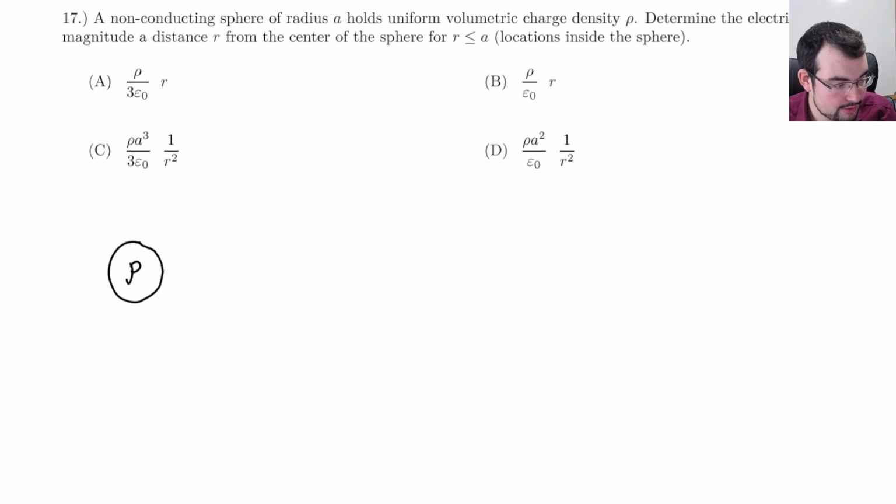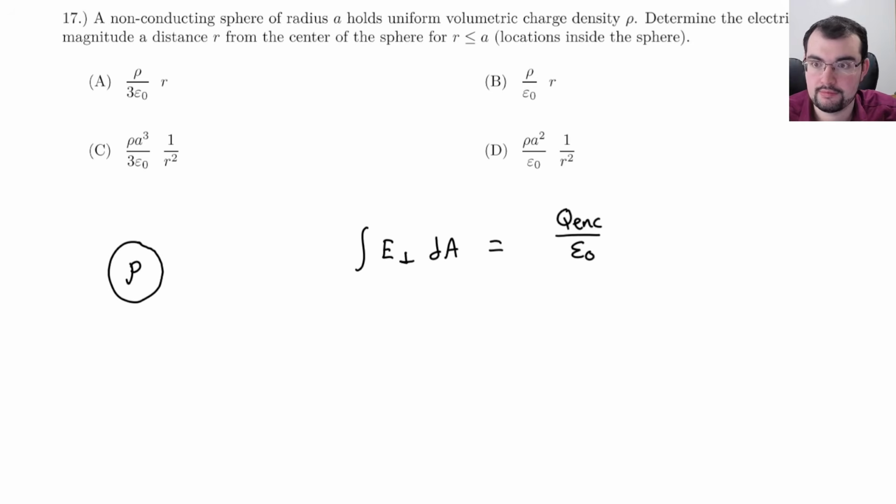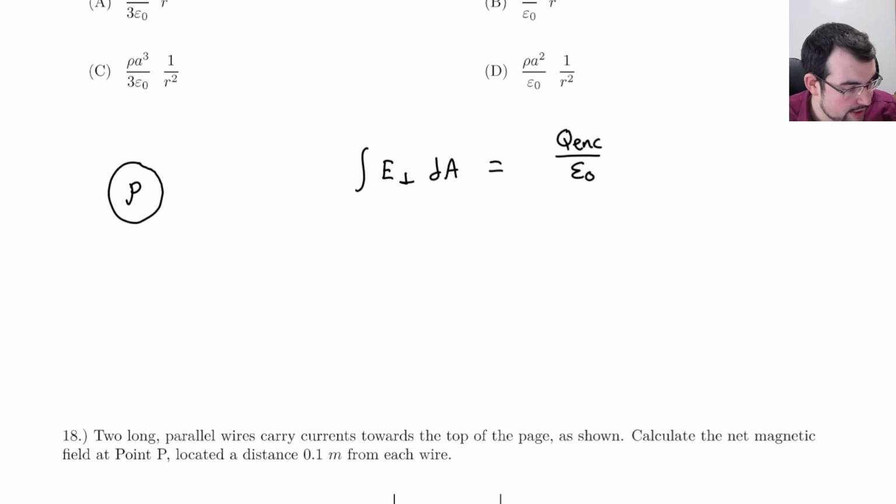Well, this is, of course, Gauss's law. So Gauss's law says that our electric flux, E perp dA, is equal to our enclosed charge divided by epsilon naught. So what is our enclosed charge? That's kind of the harder part. So of course, what surface are we drawing? We're drawing a sphere. So it's just E times A.